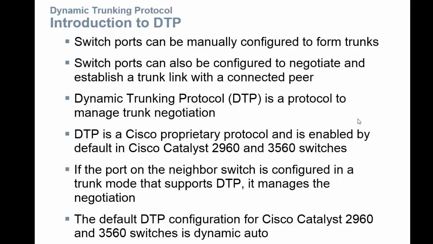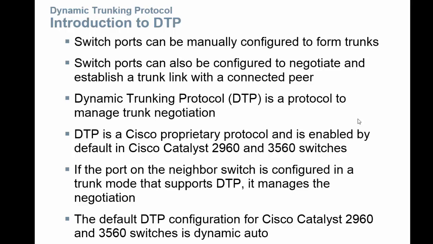Ethernet trunk interfaces do support different trunking modes, and an interface can be set to either trunking or non-trunking. It can also be set up to negotiate trunking with the neighbor interface, and this trunk negotiation is managed by the Dynamic Trunking Protocol, which operates on a point-to-point basis only between network devices. Some of the things you need to keep in mind about the Dynamic Trunking Protocol is switch ports can be manually configured to form trunks. Your switch ports can also be configured to negotiate and establish a trunk link with a connected peer.